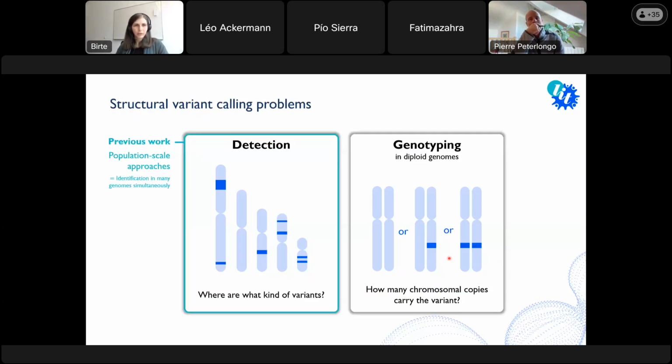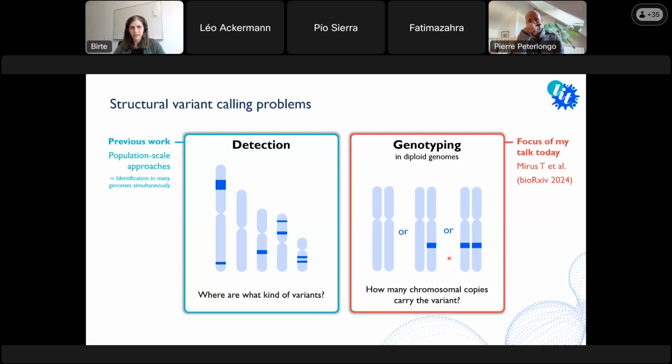I've been mostly looking at the detection problem in the past, developing population scale approaches for identifying structural variants in many genomes simultaneously. So this problem asks where in the genome are what kind of variants. And I always thought this is the more exciting problem because you discover something new. But after having prepared several call sets for downstream analysis, I realized how important the genotyping problem actually is for the downstream tasks.